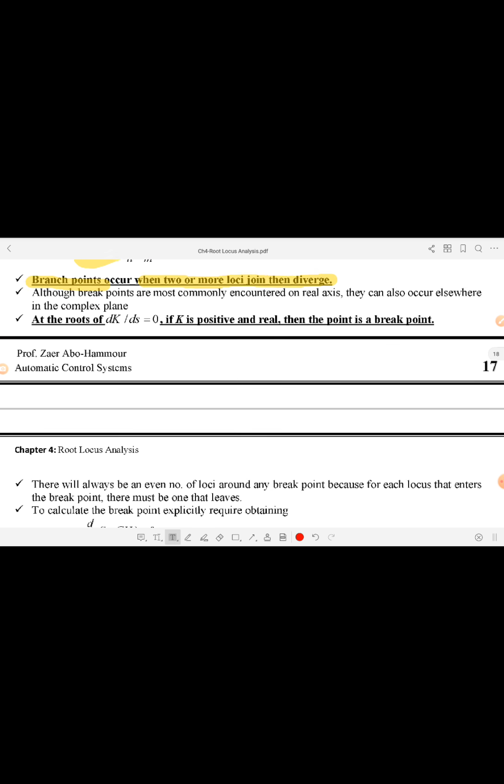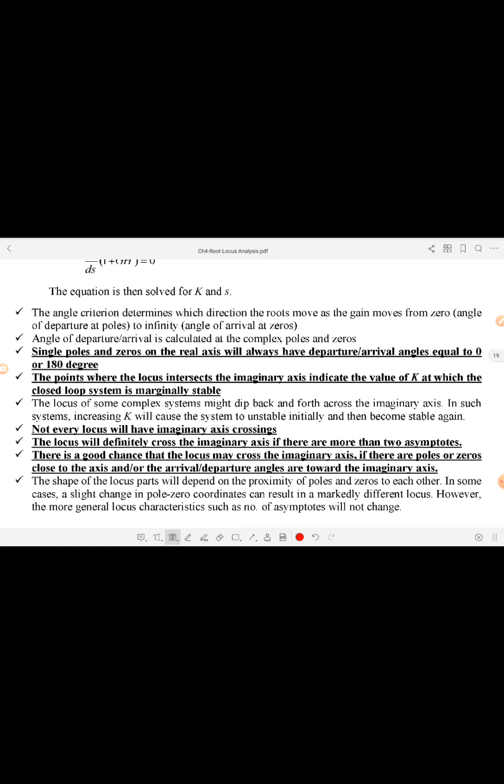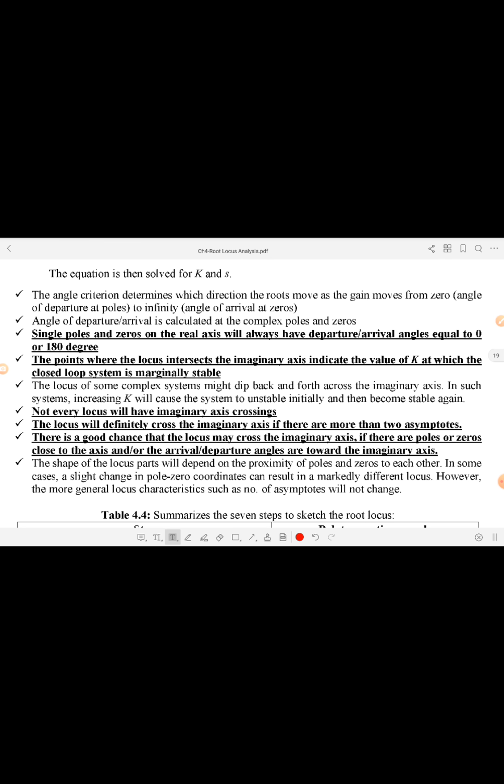And branch points take place when two or more loci or branches of the root locus join and then diverge. I am only covering the bolded notes. Any other notes have been previously covered and they should be understood due to the previous discussion and coverage.